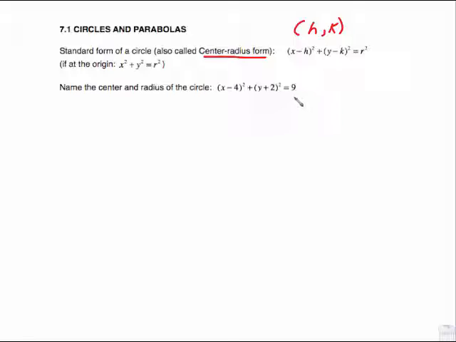So once it's in this form, it is very easy to name these two things. The center, you're going to look inside the parentheses. The value with x is 4, and with y is negative 2. Now remember, when it's in this form, you're going to change the sign. Since that said x minus 4, this becomes positive 4. That said y plus 2, it became negative 2. And your radius is just the square root of this number right here. Square root of 9 is 3.